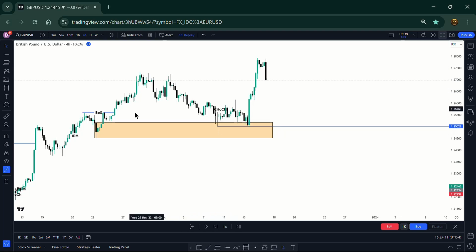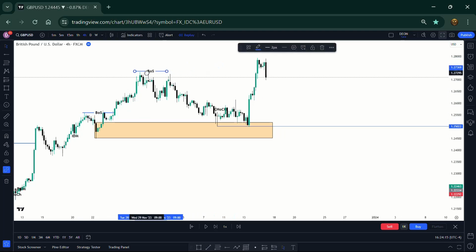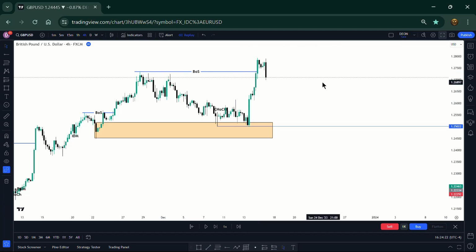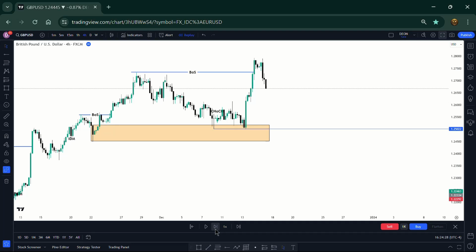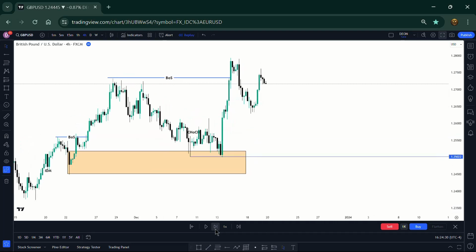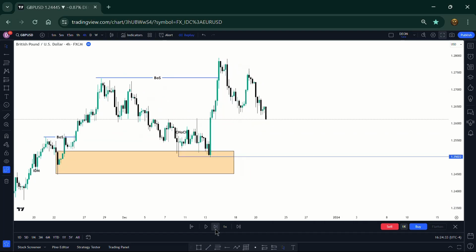Just wait. It has made a break of structure there. You mark your break of structure right here. Wait for it to take out inducement, then look for your POI. Let's just do that fast. This is our inducement right here.